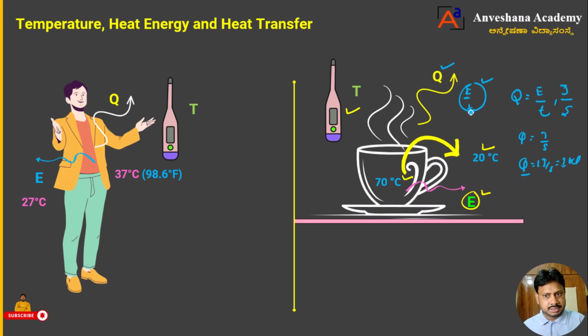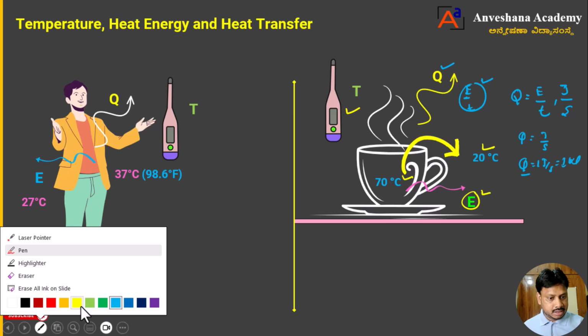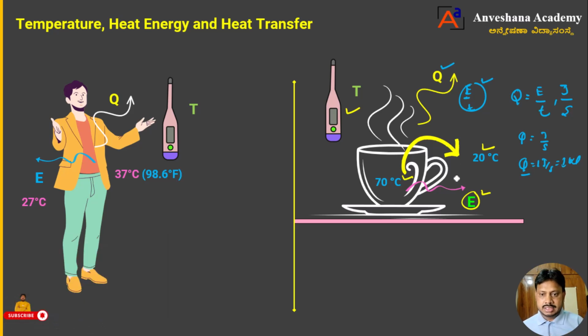I told you, dear students, heat is getting transferred from the high temperature region to the low temperature region with respect to certain time. That is heat transfer. Then how is that heat going to transfer? Yes, dear students, heat is going to transfer in 3 ways, or we can say 3 modes. By seeing this figure, we can say that heat is transferring from the coffee to the surrounding.